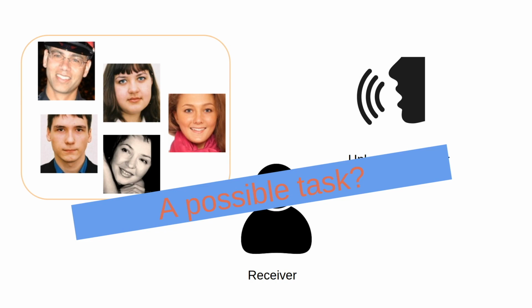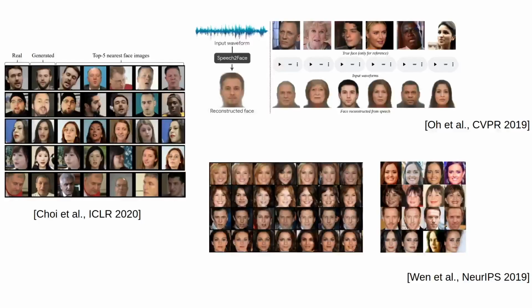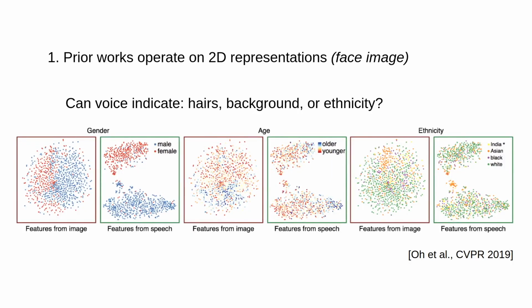Is it possible to recover 3D facial structures from voices? Previous research has explored 2D representation and studied whether they can reconstruct or synthesize face images from voice. However, image representation inherently suffers from potential irrelevant factors, such as hair, beards, background, or even ethnicity as a controversial factor. Prior methods show that latent speech features do not cluster together by race or ethnicity.